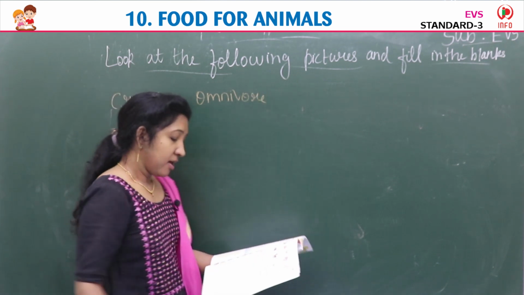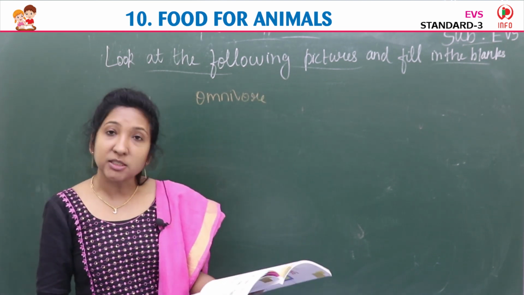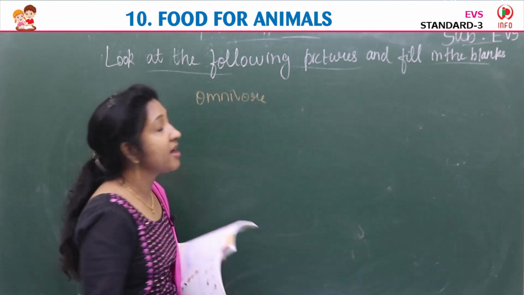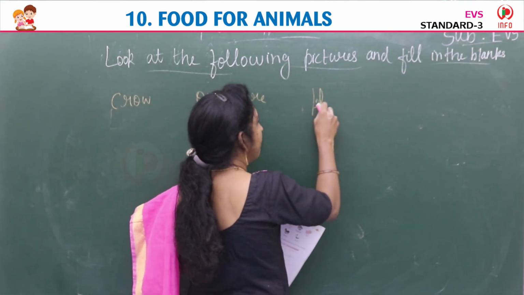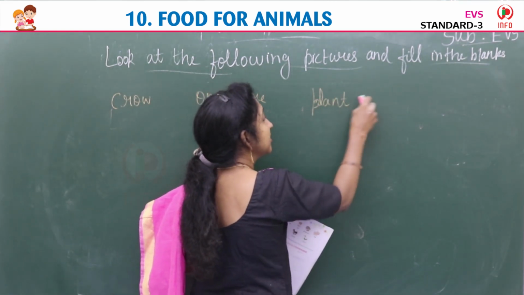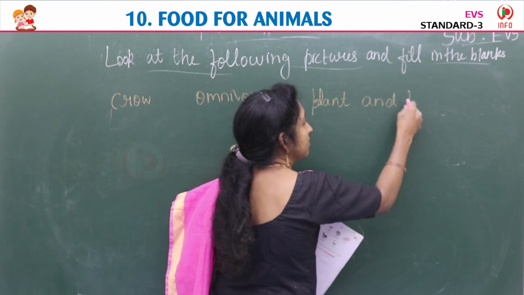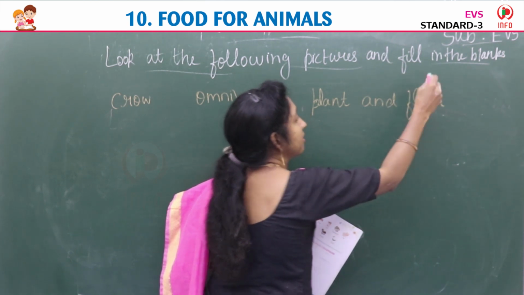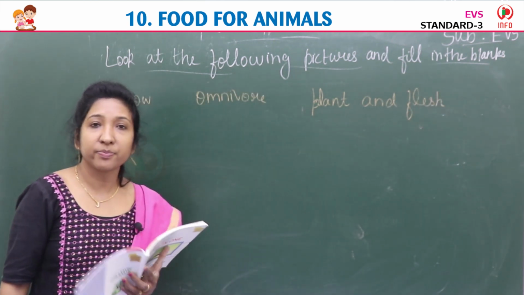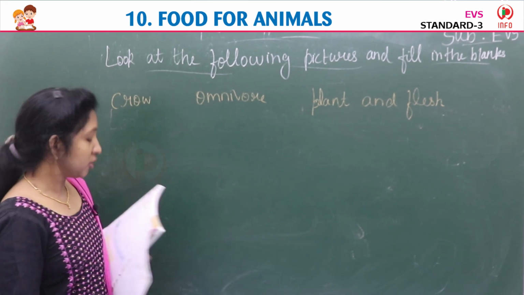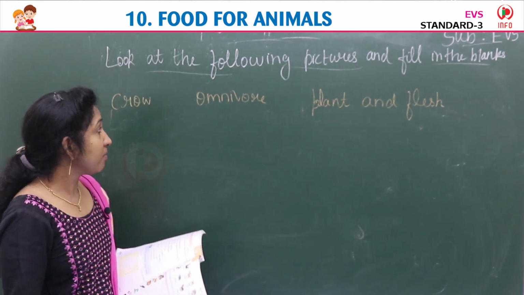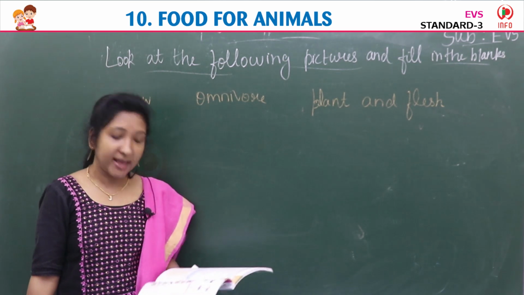Okay. And what about the food they eat? They eat both plants and flesh. So, plant and flesh. Okay, children? The fourth picture is crow. It is an omnivore. It eats both plant and flesh.